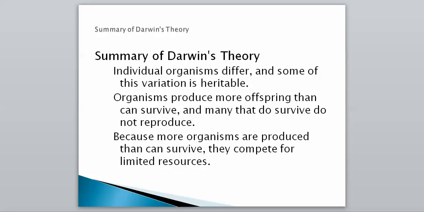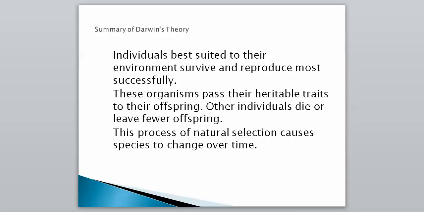To wrap this chapter up, we're just going to give a summary of Darwin's theory. Individual organisms differ, and some of this variation is heritable, meaning it can be passed on to their offspring. Organisms will produce more offspring than can survive, and many that do survive do not reproduce, so that's going to go into the survival of the fittest. Not all of them are going to make it. And because more organisms are produced than can survive, they compete for limited resources, which again we've been talking about. Individuals best suited to their environment survive and reproduce most successfully.